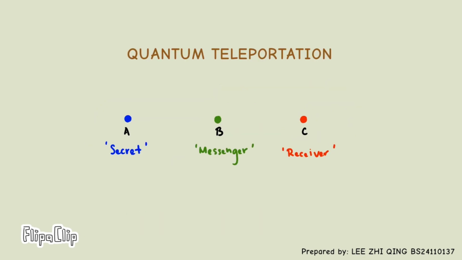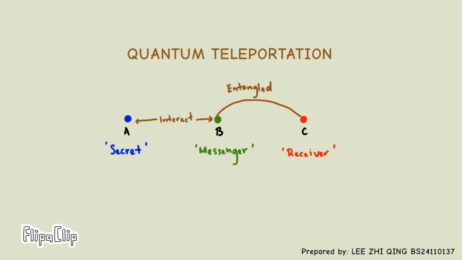Now, let's use these cheat codes for quantum teleportation. Here shows a blue dot, which is the secret, a green dot, which is the messenger, and a red dot, which is the receiver. The green and red dots are entangled, linked by a glowing string, even though the red dot is far away, but they are still connected.